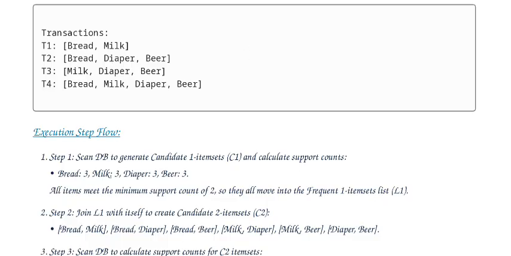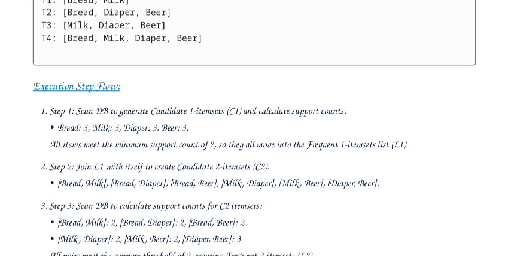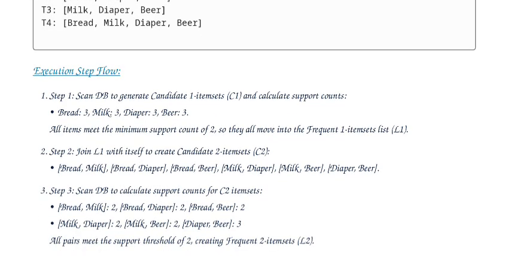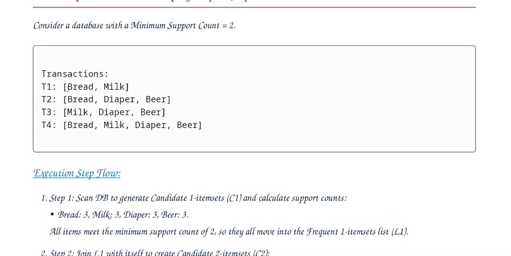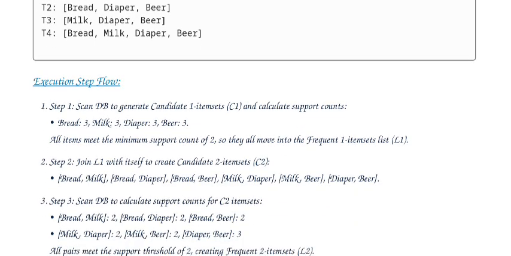Remember this point. Step 2, join L1 with itself to create candidate 2-itemsets C2: bread milk, bread diaper, bread beer, milk diaper, milk beer, diaper beer. I can explain. First, in T1 we have bread and milk. Note it down: first, bread and milk. Next, bread diaper. Next, bread beer. Next, we got milk diaper, milk beer. Like that we are arranging here.